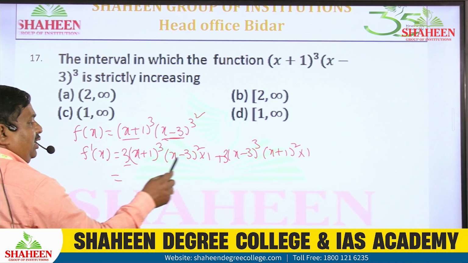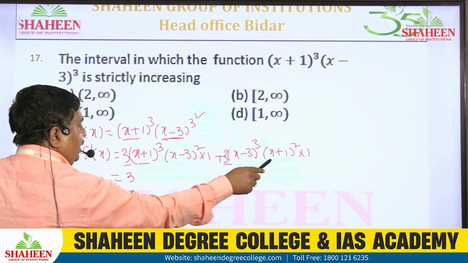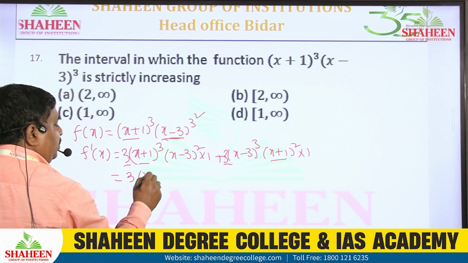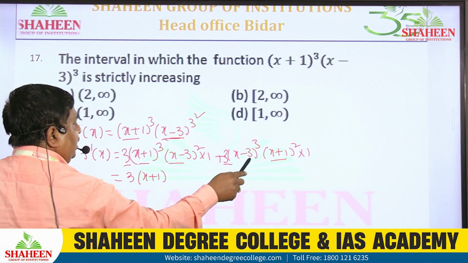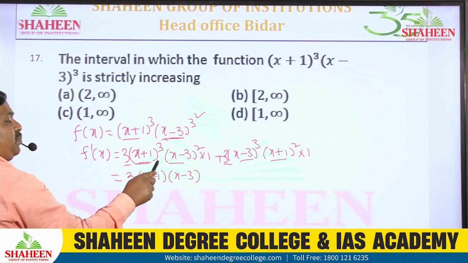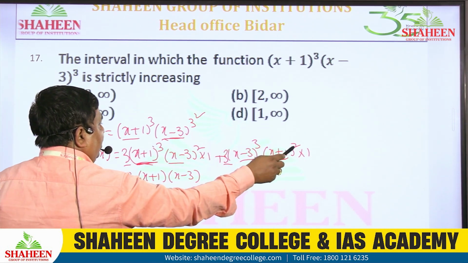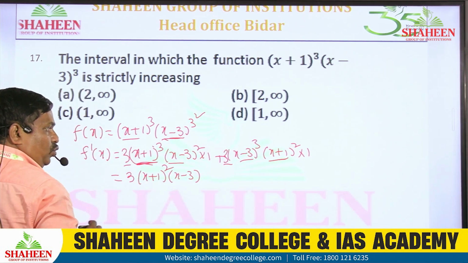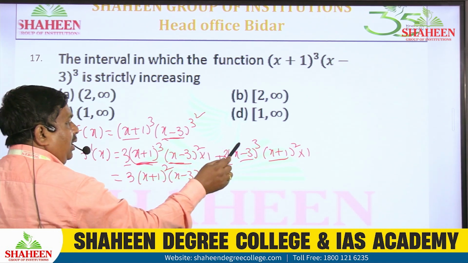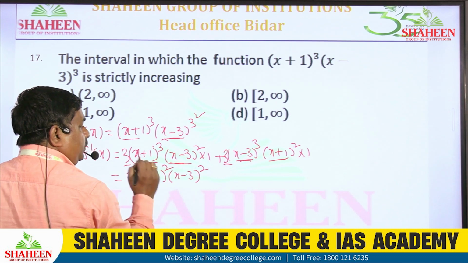We have a 3 common in this. I'm taking 3 common. Here we have x plus 1, I'm taking x plus 1 common. X minus 3, here x minus 3, then I am taking x minus 3 common. For x plus 1, what is the lowest power? Here we have power 3 and here we have power 2. The lowest power is 2. X minus 3 whole square, x minus 3 whole cube. In these two, the lowest power is 2.